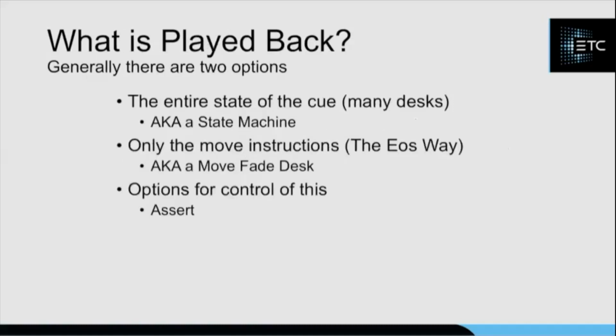So then there is also what is playback? Again, you only really have two choices. I want to play back the entire state of the cue, or I only want to play back the move instructions. We are a move play desk. Most desks are state machines. Either way, there is going to be an option to make it work differently. Hog has a function called persist on override. For us, a way to make a cue or a cue list or a cue part play back all of its values, including its tracks, when you hit go, is to assert the cue. And we're going to get into that a little bit later. So there is always going to be a way to make it work differently.